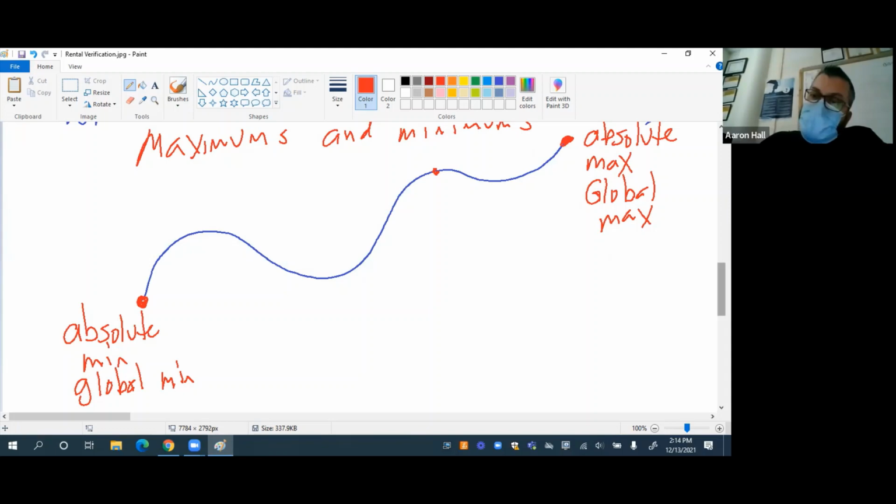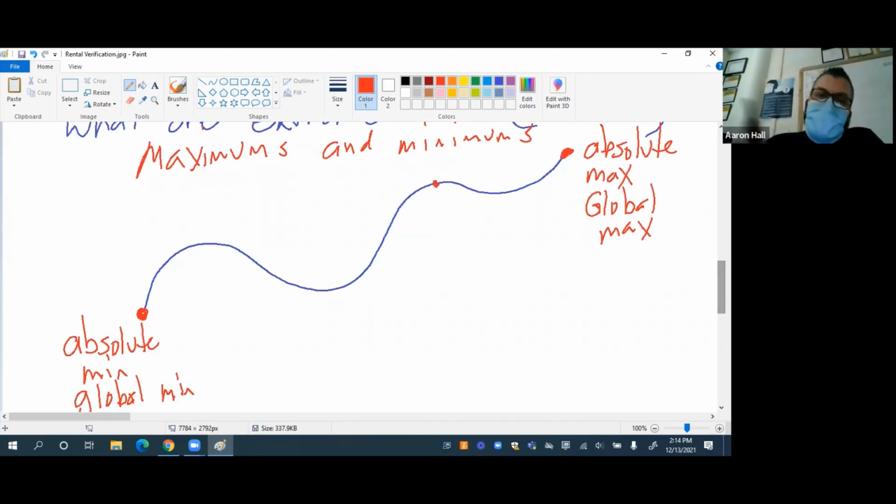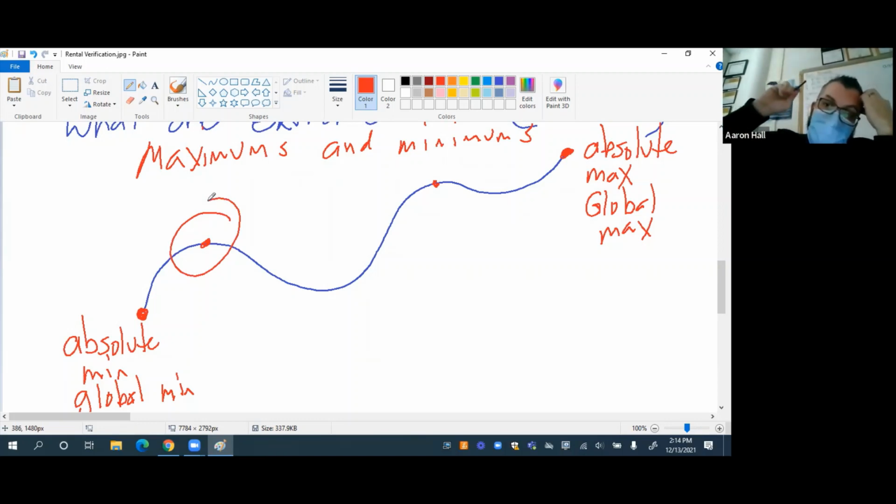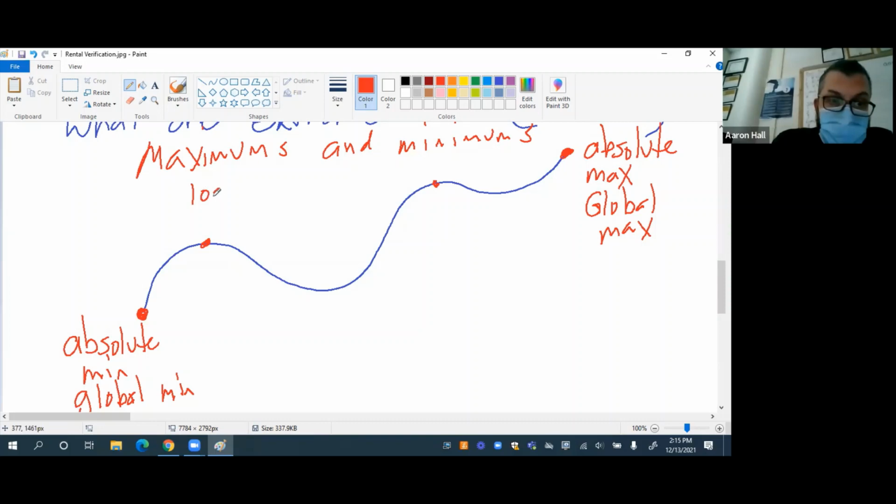Now, what do we call it if it's a maximum, but not the most maximum? Defined by looking at the points just around it, that point is the highest out of all the points around it. It's still going to be a maximum, but it's not an absolute maximum or a global maximum. We call it a local. Good job. It's a local max or a relative max.